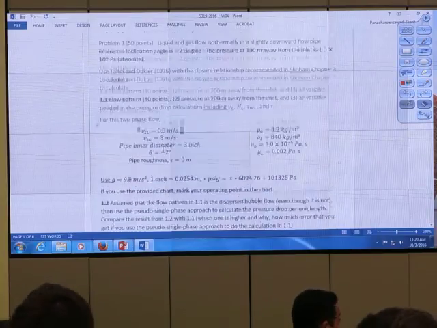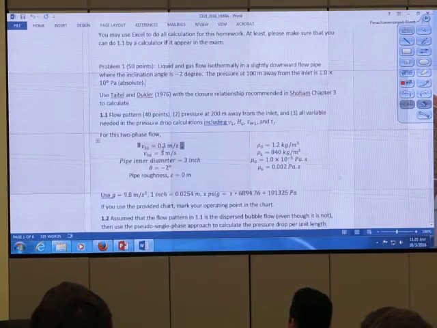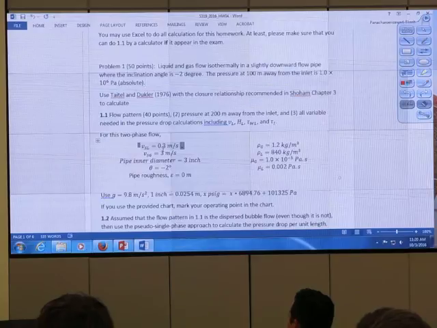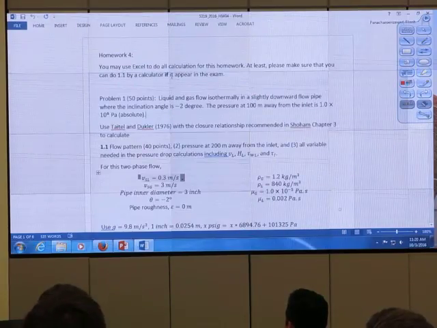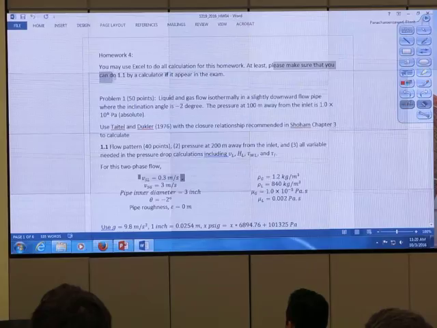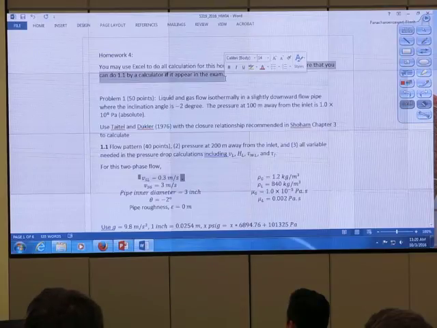The question is designed for you to take about 6 hours to do it. Okay? It is not 1 hour, 2 hours, 3 hours or something. And in the exam, at least, please make sure that you can do it by calculator if it appears in the exam. Question, please.